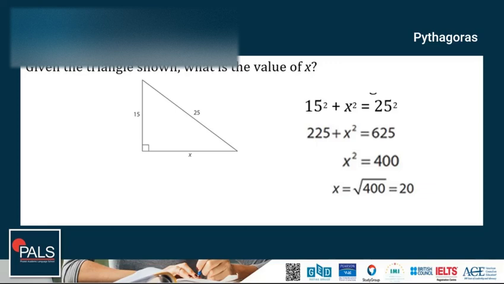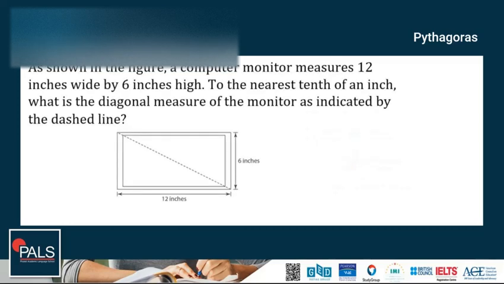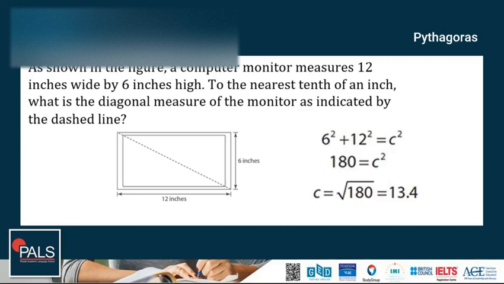Let's try another example. As shown in the figure, a computer monitor measures 12 inches wide by 6 inches high. To the nearest tenth of an inch, what is the diagonal measure of the monitor as indicated by the dashed line? Although the monitor is a rectangle, the two halves created by the diagonal are right triangles with legs of 12 inches and 6 inches. To find the diagonal, which is the hypotenuse, we can use the Pythagorean theorem. So 6 squared plus 12 squared is equal to c squared. Solving, we get c squared is equal to 180. Then the square root of 180 is equal to 13.4. So the diagonal measures 13.4 inches.